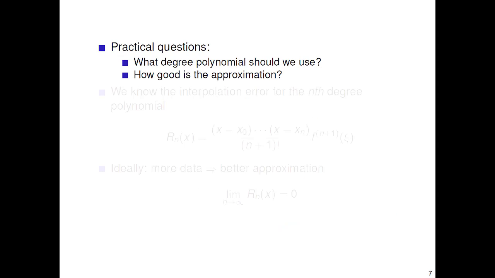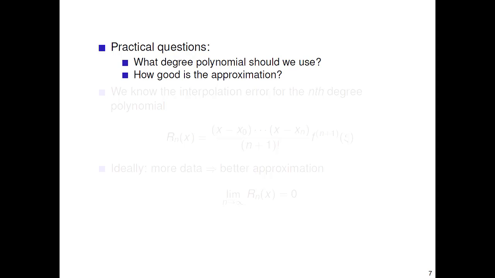Okay, but there are some practical questions. We want to know, in practice, what degree polynomial should I really be using? We said, maybe 0th order is not good enough, so we go to first. We decide first order is not good enough, so we go to second, and so on. But how would we really make that decision? How do we know when to stop?